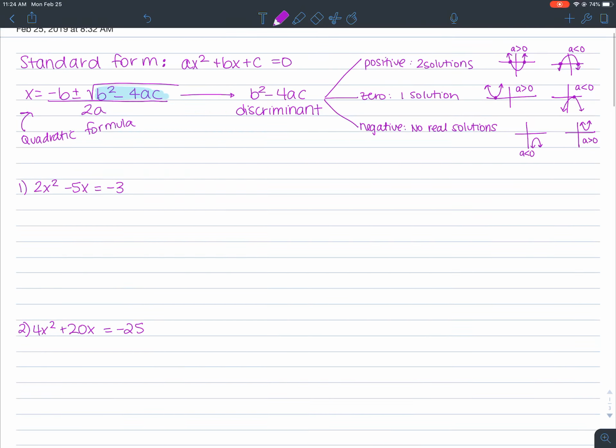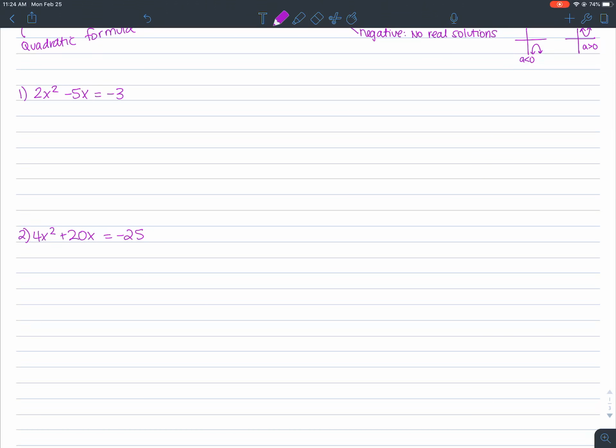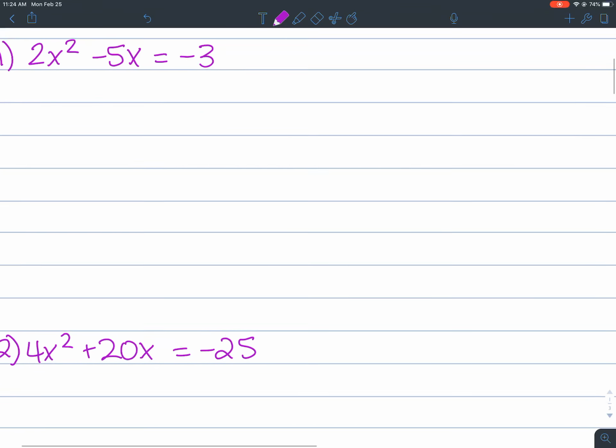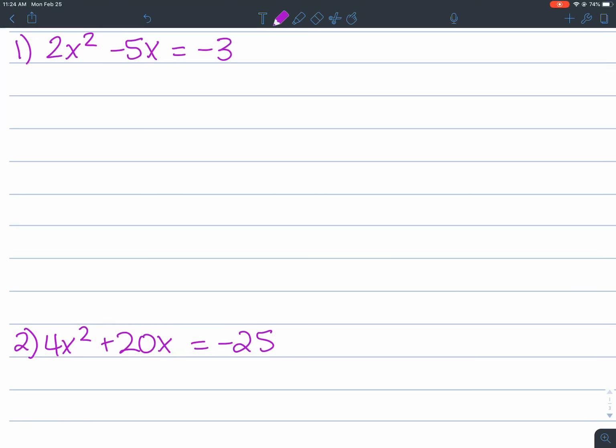Okay, so we're going to do two examples, and we're just going to practice using the formula and determining how many solutions we have. So first we need to make sure that it is in standard form. So I'm going to add 3 to both sides, so I get 2x squared minus 5x plus 3 equals 0. And then I'm going to figure out what my A, B, and C values are. A is going to be 2. B is going to be negative 5, and C is going to be 3.